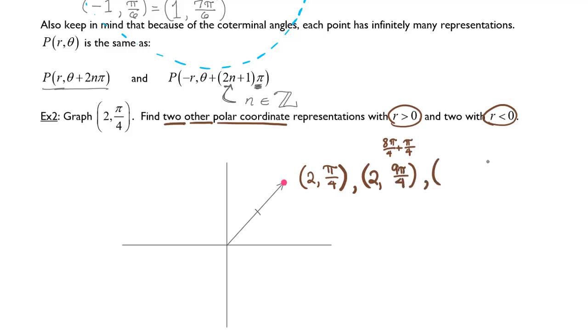Another positive one, we could just add another 8 pi over 4. So that's going to give me 9 pi over 4 plus another 8 pi over 4. That's 17 pi over 4. And the radius is still 2. Now let's look at negative radiuses.